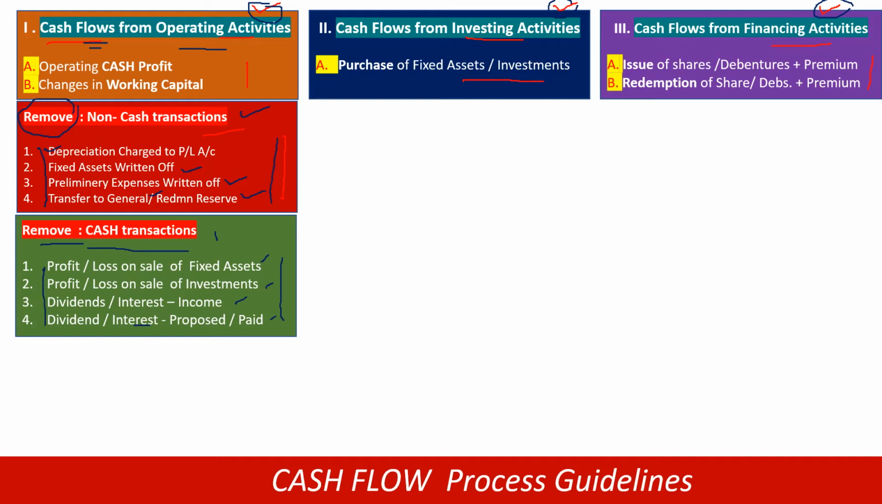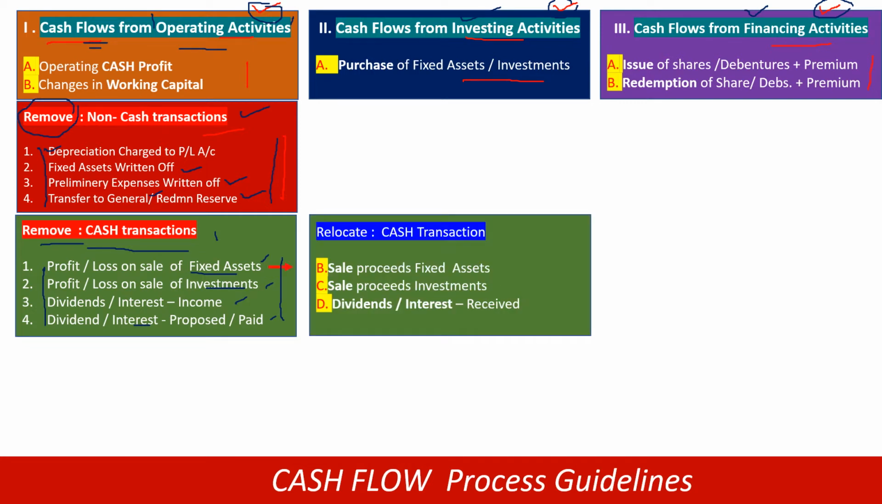In the cash transactions, we remove them because they do not belong to operating activities. Fixed assets and investments belong to group 2. The third one is dividend and interest, which pertains to debts and equities. It belongs here. In effect, we are going to shift these from operating activities to the other two groups. This is what we are going to do. Profit and loss on fixed assets and investments, we will relocate here.